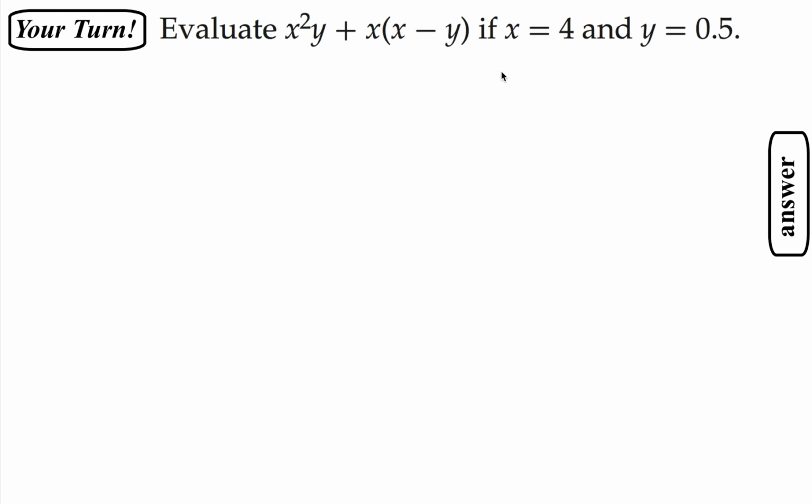Again, here's one for you to try. Go ahead and plug in those two values for x and y and bring your answer to class.